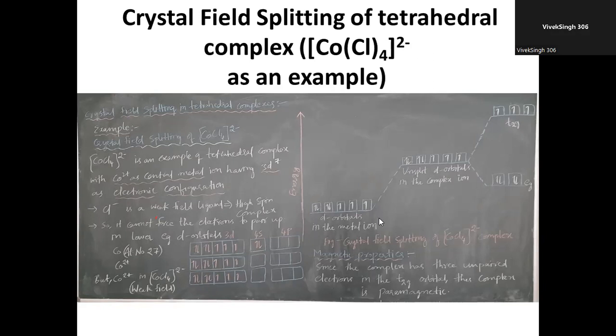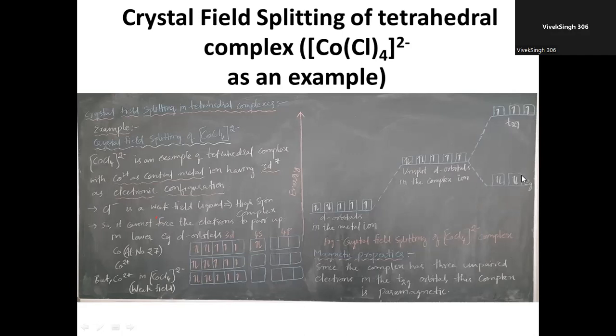Now, an important point here is that the complex has 3 unpaired electrons. We are able to see that 3 unpaired electrons are present in the complex, and that's why it is paramagnetic in nature. So CoCl4 2- is paramagnetic in nature because there are 3 unpaired electrons present.